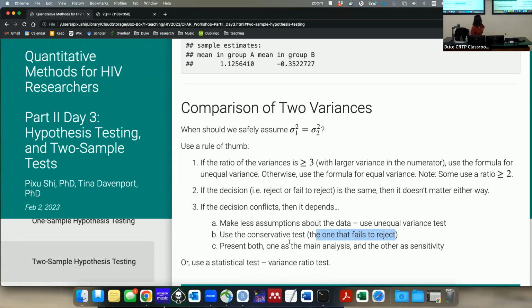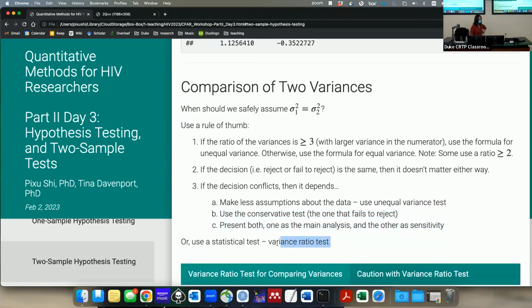And you can also present both. Or, and I think this is probably the one I would go with, just use the unequal variance test, because this test makes fewer assumptions on the data set. If your data set truly has equal variance and you use the equal variance test, you probably will have slightly higher power. I don't think it's worth the risk, so I would use the unequal variance test. Other people may have other opinions, so these other two options are also things you can consider. It's just a personal choice.